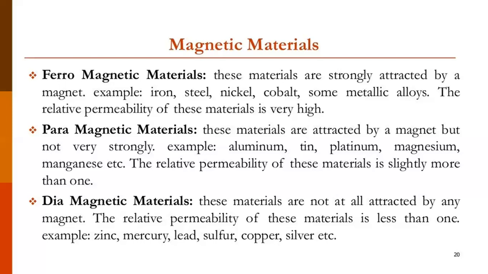The next type of material is diamagnetic materials. These materials are not at all attracted by any magnet. I mean, there will be no effect if diamagnetic material comes in contact with the magnet. There will be no attractive force between them. The relative permeability of these materials is less than 1. Examples: zinc, mercury, lead, sulfur, copper, silver, etc.